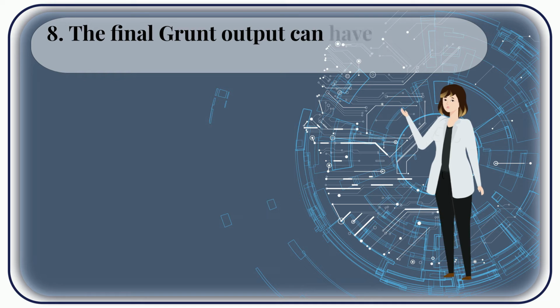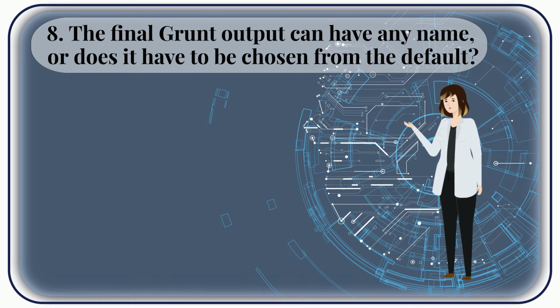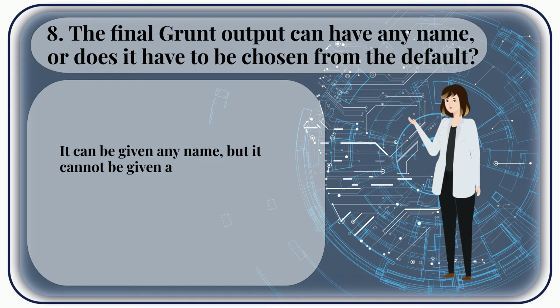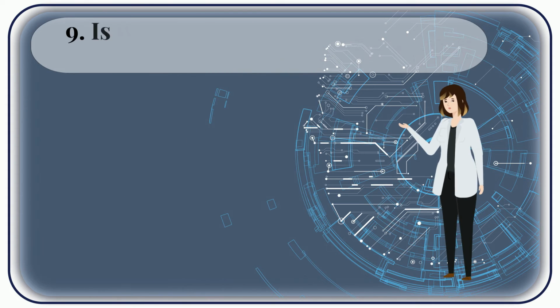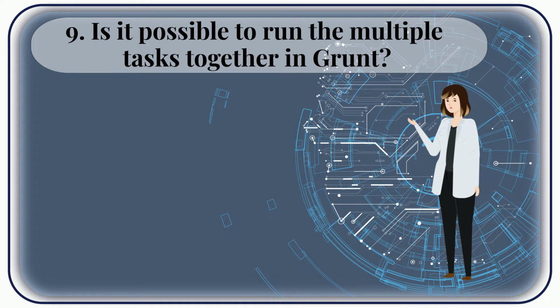8. The final Grunt output can have any name, or does it have to be chosen from the default? It can be given any name, but it cannot be given a file name that is already taken by another file. 9. Is it possible to run the multiple tasks together in Grunt?